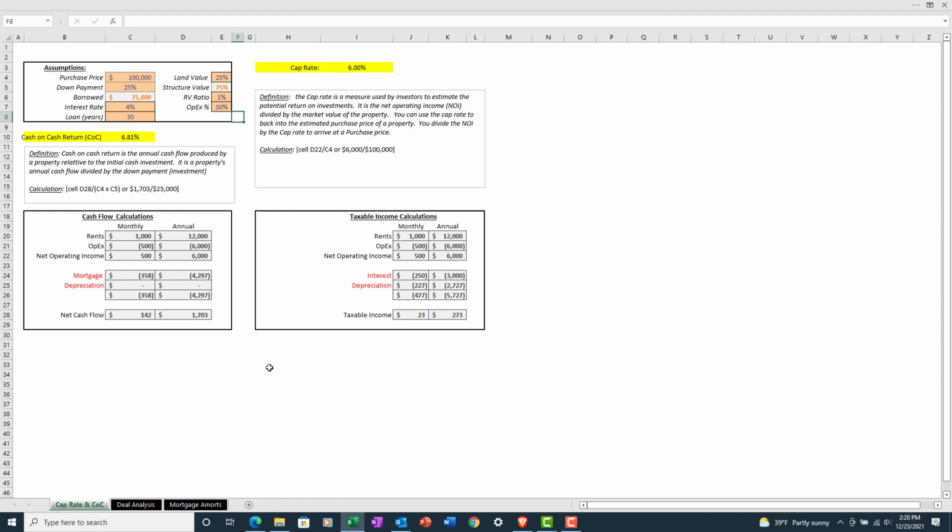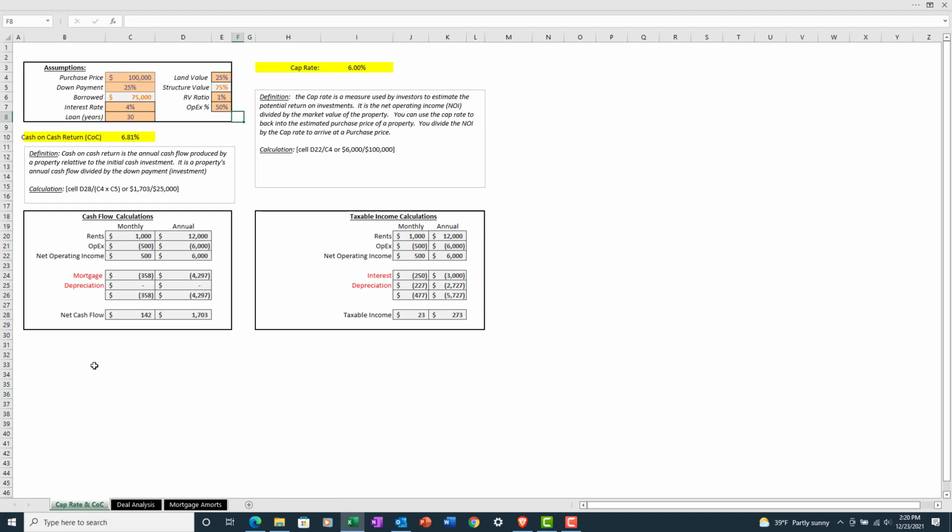On the left, we're looking at the property's cash flow. On the right, we're looking at the projected taxable income. The difference between the two really is down here beneath the net operating income line, you'll see the expense names are in red text.